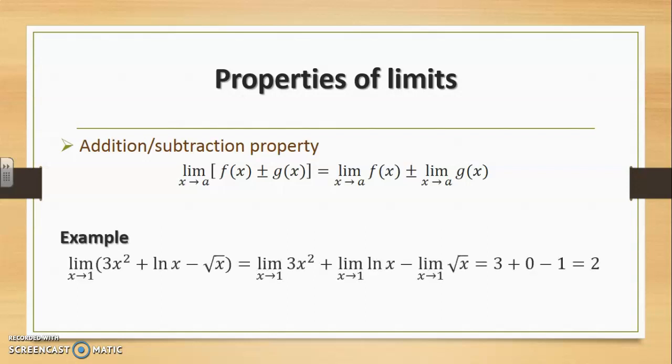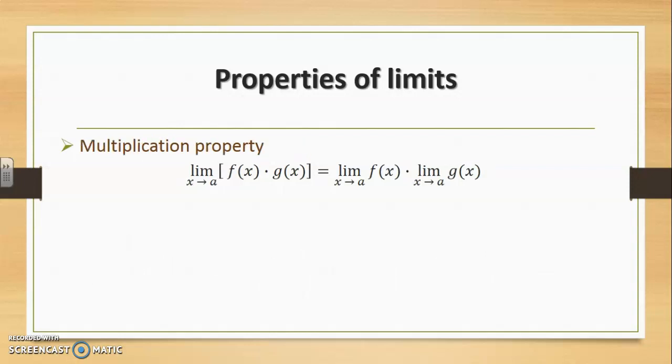For instance, the limit as x approaches 1 of 3x squared plus ln of x minus root of x can be split up into the individual limits as x goes towards 1 for 3x squared, for ln of x, and for the root of x individually. These can be computed, and the results are then tallied to give 2.